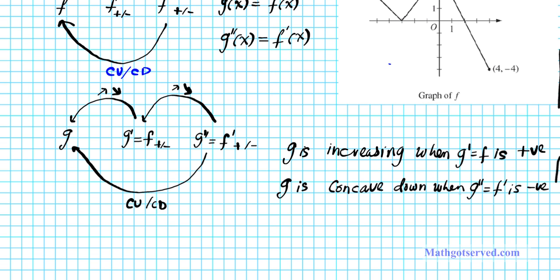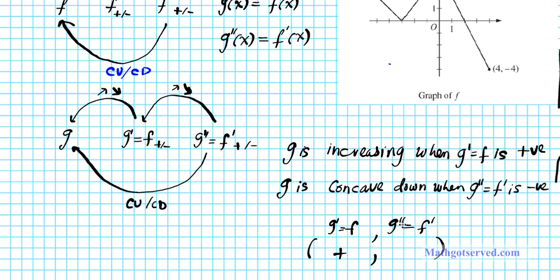So I'm going to represent this situation with an ordered pair. Let's call the first input in the ordered pair G prime, which is equal to f, since we're using this graph and need to work with f. And then the second input in our pair is G double prime, which is equal to f prime. So we're looking for when G is increasing, which means G prime is going to be positive.